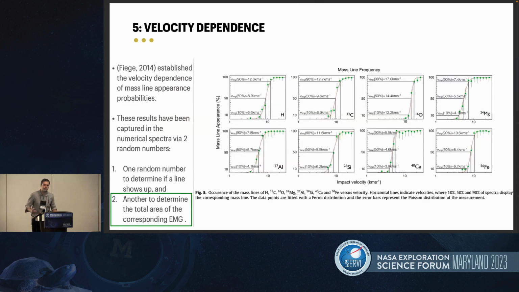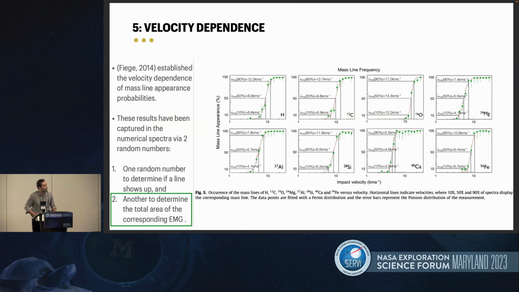This measurement actually has a velocity dependence, so the abundance of ions that you measure from the impact plasma is dependent on the impact velocity of the dust particle. A paper by Caterina Fiqa in 2014 established this velocity dependence for silicates. And the way that she did that is that she provided these mass line appearance probabilities.